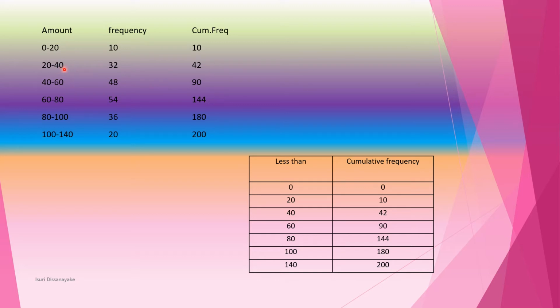Next, at 40, I have to mark 42. So, less than 40, you have 42 shoppers. Less than 40, you have this 32 and this 10 together, 42 shoppers. So, less than $60, those who have spent less than $60, that is 90 shoppers, which is 48, 32 and this 10 added. Likewise, less than $80, which I have marked separately here.